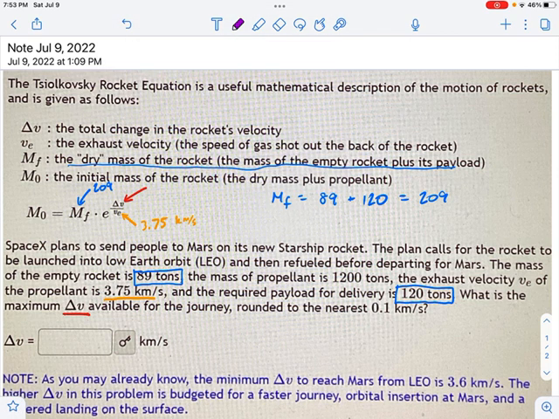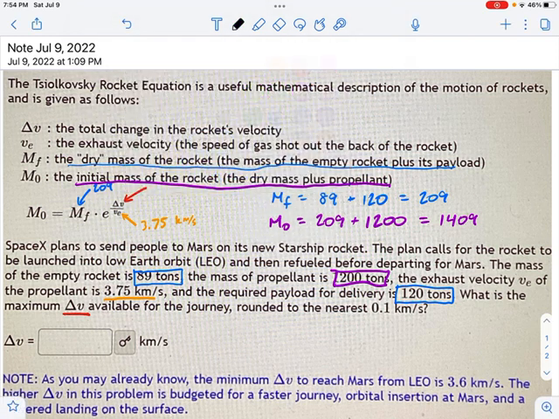And then M naught is something different. M initial, this is the initial mass of the rocket. And what that means is it's just the final mass of the rocket plus all the propellant. This is before the propellant has been shot out the back. So M naught equals 209 plus this right here, 1,200 tons of propellant. So that's going to be 1,409. So the initial mass is 1,409. The final mass is 209. And now we need to solve for delta V.